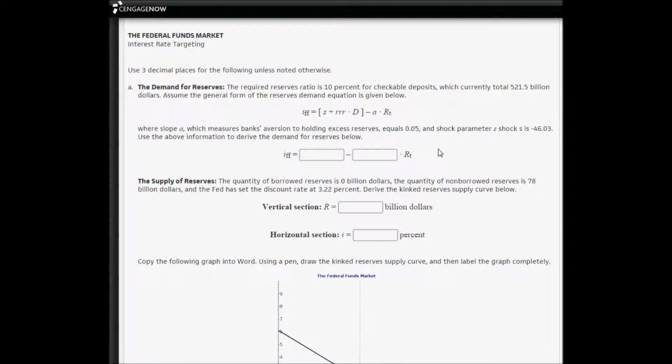In question 3, we're going to, again, build the federal funds market and then show how the Fed targets interest rates. The numbers for the demand curve and the numbers for the supply curve have all been copied and pasted into Excel.